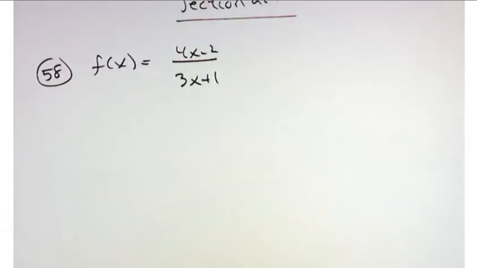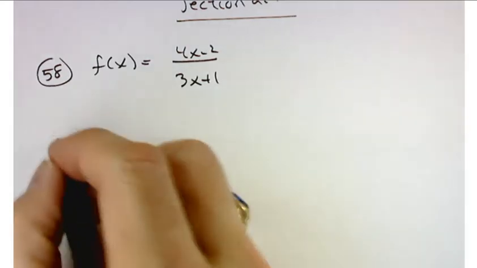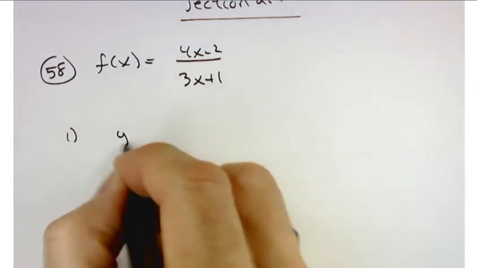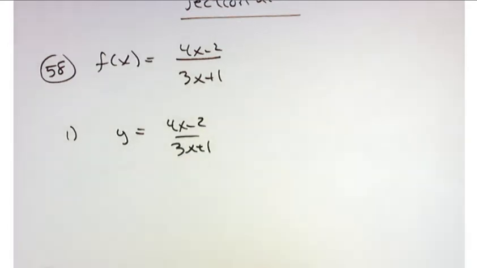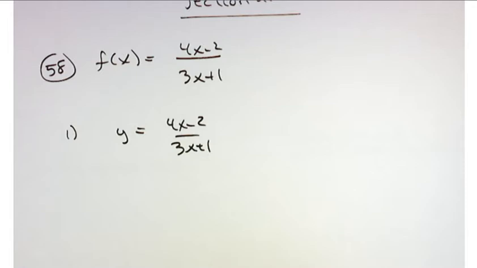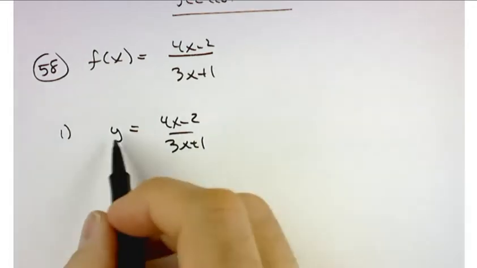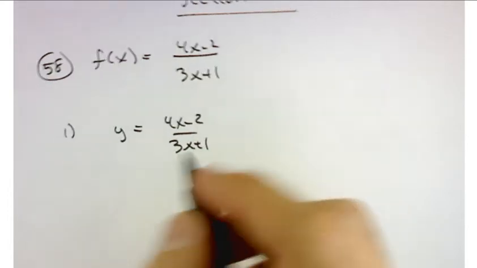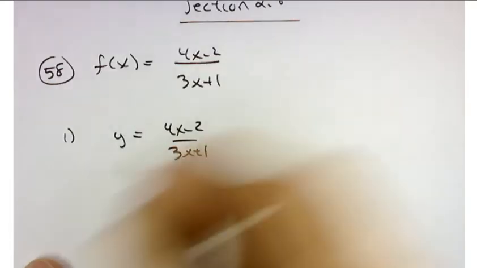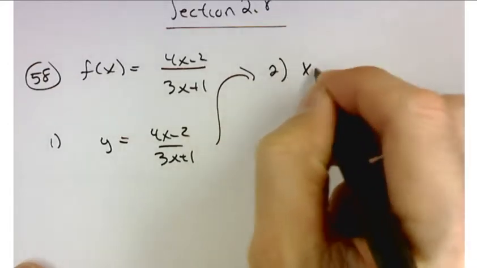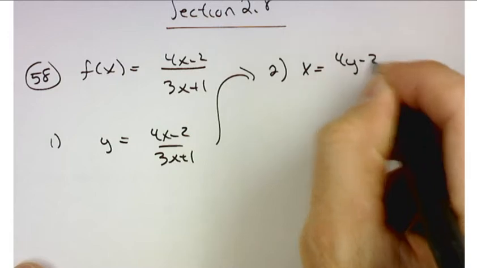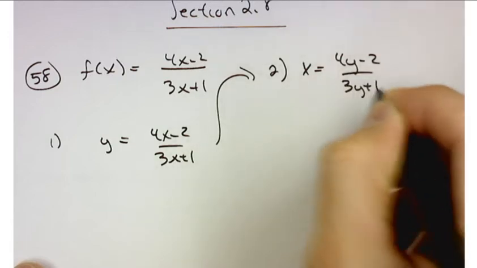So there were about 4 steps in trying to find the inverse of a function. The first one was simple. It's just replace f of x by y. But does anyone remember the second step? What do you do next? Swap y for x. Good. Switch x and y. So wherever there's a y, write an x. Where there was an x, write a y. So the second step is going to look like this. I'll have x equals 4y minus 2 over 3y plus 1.